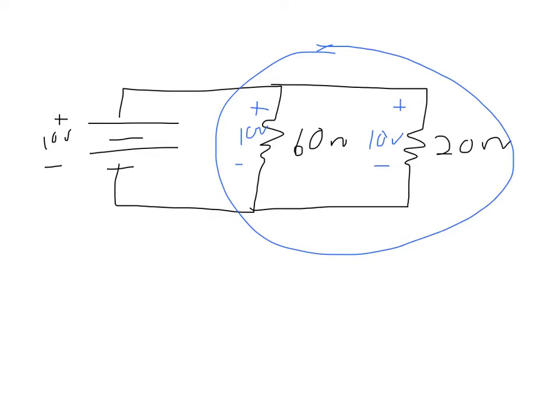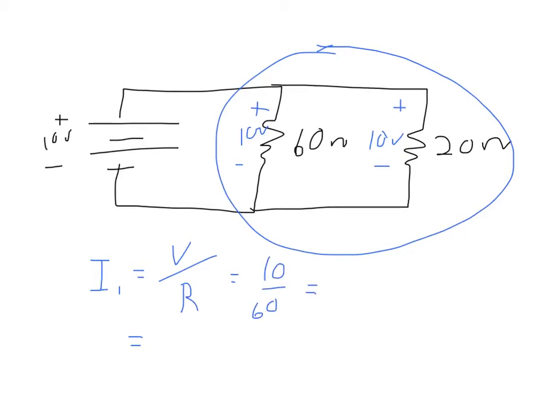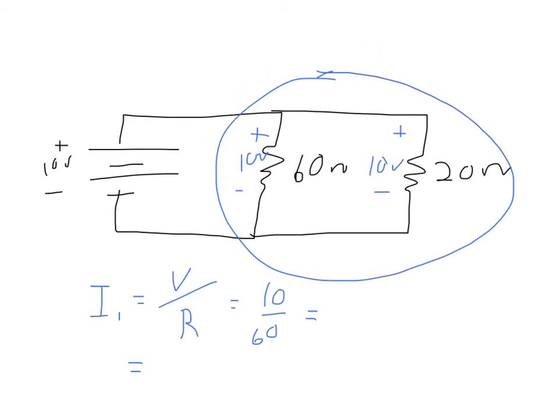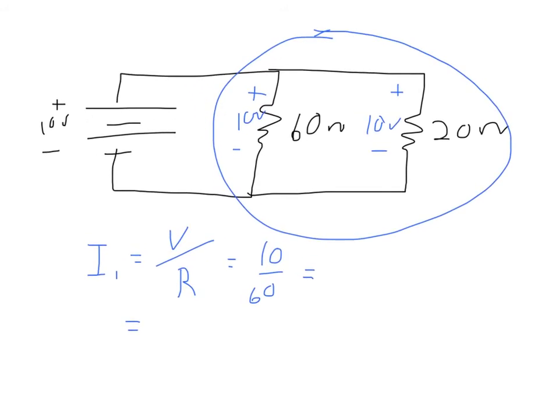So, for instance, the current through the 60 ohm resistor, which is equal to I1, is equal to the voltage across the 60 ohm resistor, which is 10 volts, divided by 60 ohms. Let me be consistent here. And this is equal to 0.167 amps, or 167 milliamps.